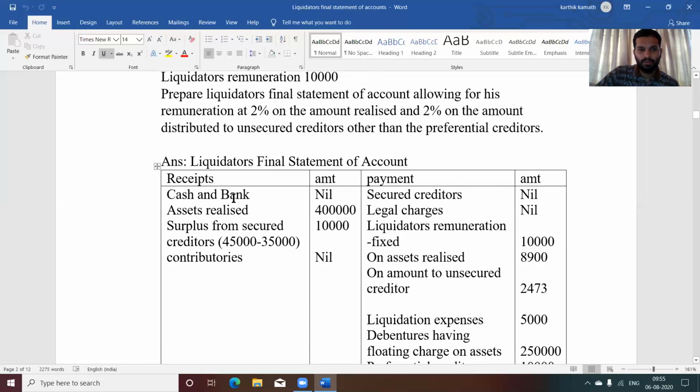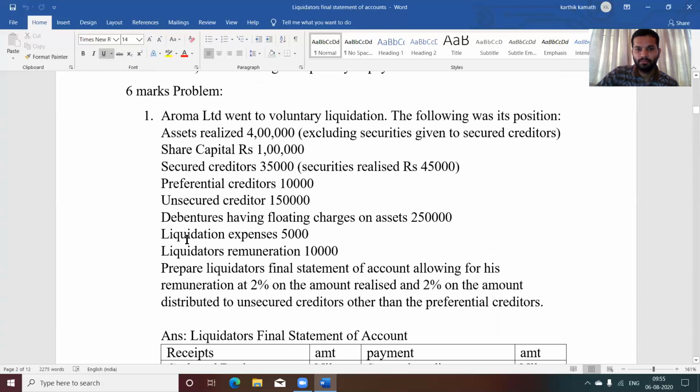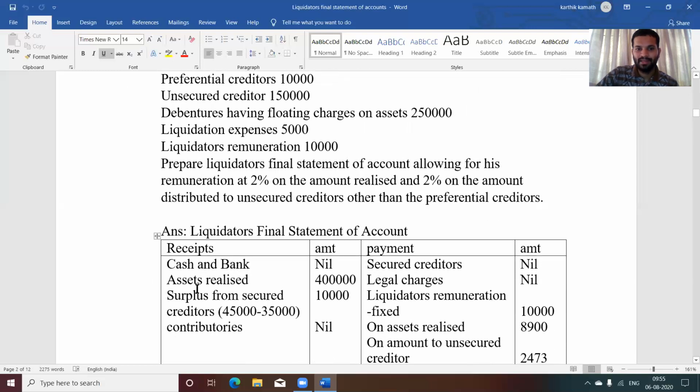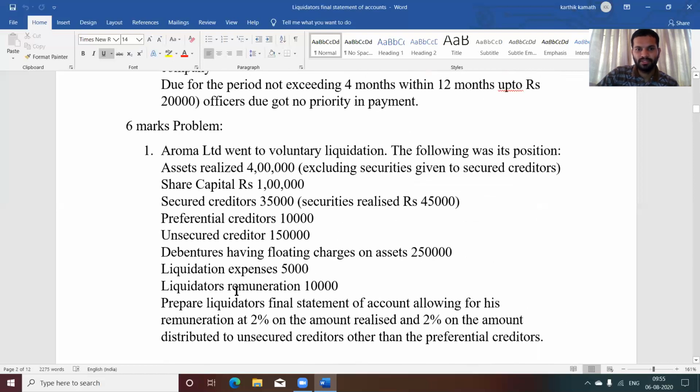Now you see only receipt side information. First thing that comes is cash and bank. In this problem, they have not mentioned cash and bank, so cash and bank is nil. Then assets realized. Assets realized, if you see, they have given 4 lakh, excluding the securities given to the secured creditor. So what do you mean by that?